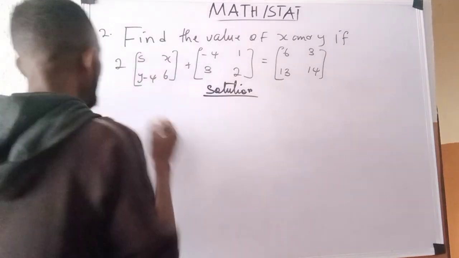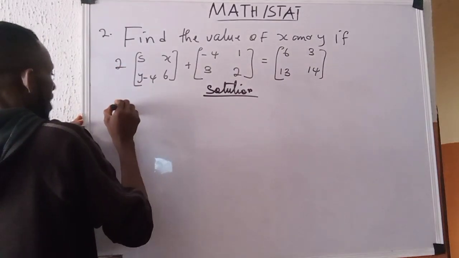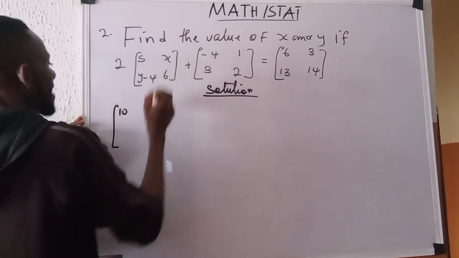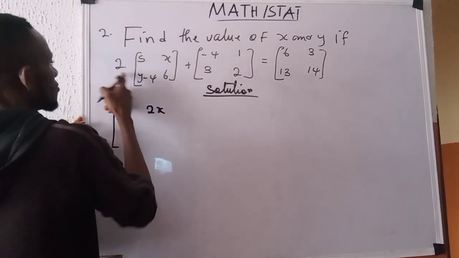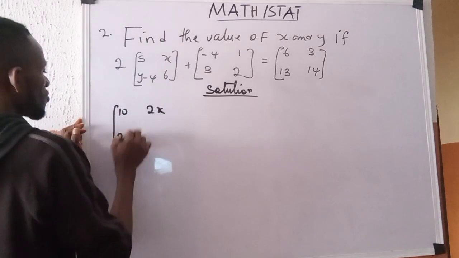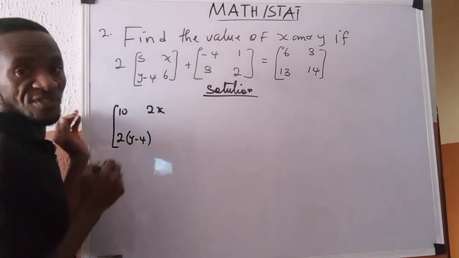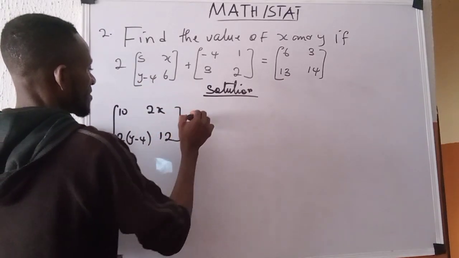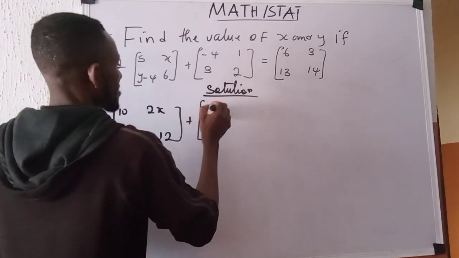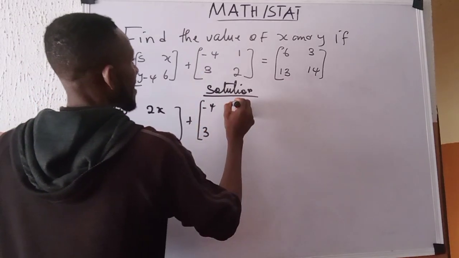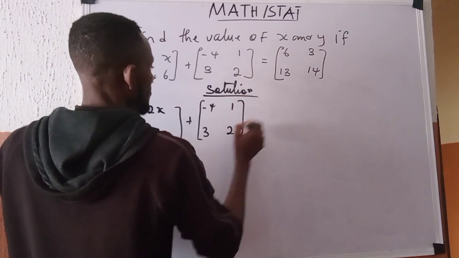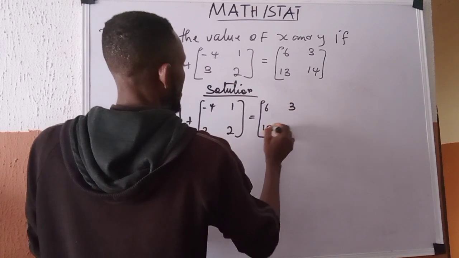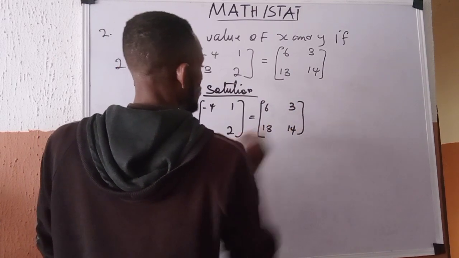Handling this quantity first, I will say this is equals. So I'll open a bracket, I'll open a set like this. 2 times 5 is what? 10. 2 times x is what? 2x. 2 times this, I'll open a bracket and say 2 into y minus 4. I'll close the brackets. So 2 times 6 will give me what? 12. I'll close the bracket. Say plus. I'll open another bracket. Here is minus 4. Here is 3. Here is 1. Here is 2. Close the bracket. They say this is equals. Here is 6. Here is what? 3. Here is what? 13. And here is what? 14. I'll close up the bracket.